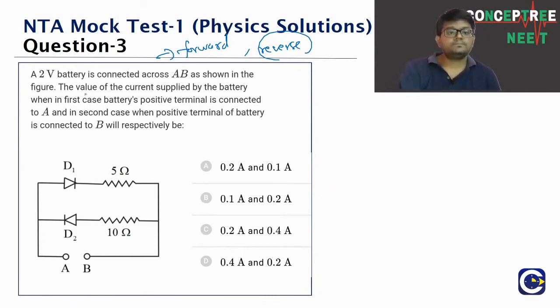A 2-volt battery is connected across AB. Means, A is 1 point, B is 1 point. Across the AB, we are connecting what? A 2-volt battery. The value of current supplied by the battery when in the first case the battery's positive terminal is connected to A, and in the second case the positive terminal is connected to B.